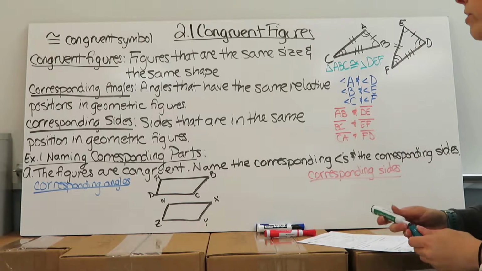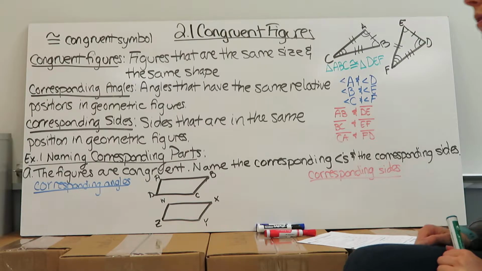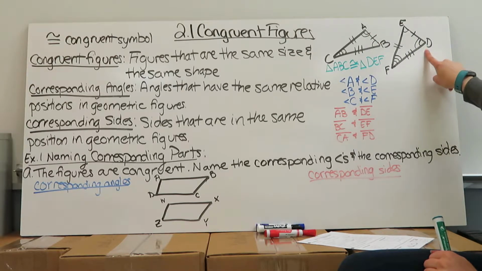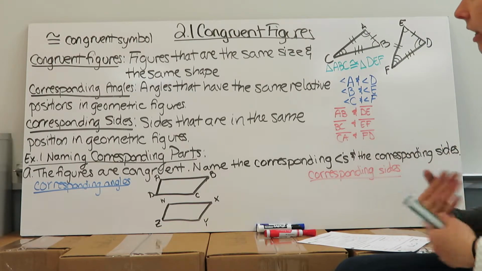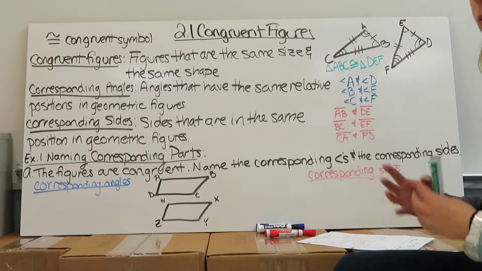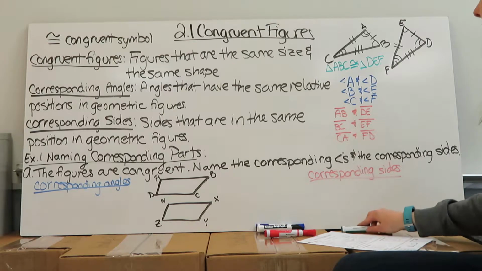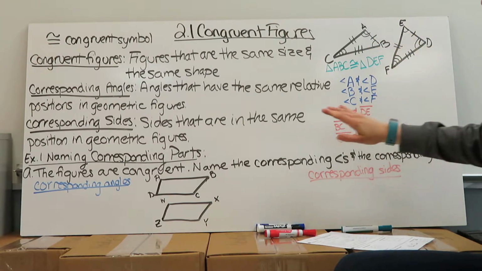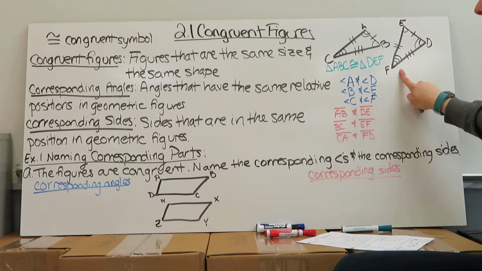Corresponding angles are angles that have the same relative position in geometric figures. So in this case, you have angle A that matches angle D. I use the angle sign rather than using the word. Since this uses a lot of geometry, we are exploring the shorthands. And then we have angle B, which is congruent to angle E. And angle C corresponds to angle F.